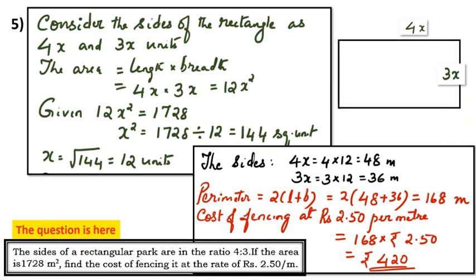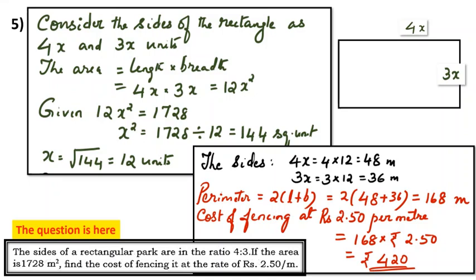Now we have to find the perimeter because fencing is told, no? So perimeter is 2 into (L plus B), 2 into (48 plus 36). 48 length, 36 breadth. So it is 168 meter. So cost of fencing, that perimeter is given. I got it now. Perimeter, I understood that it is 168 meter.